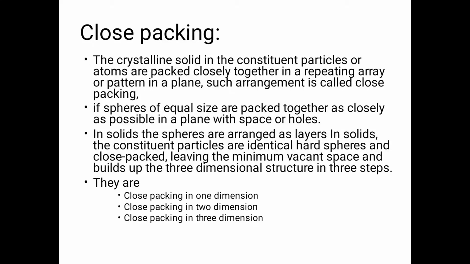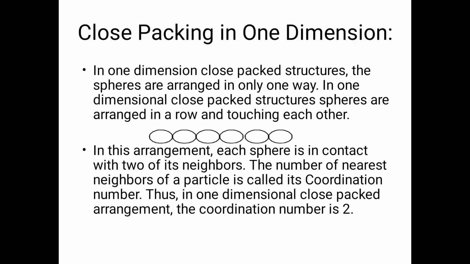Makita natin yung example niya sa sunod na slide. So, example is one dimension. Makita nyo dito sa pinaka-center yung figure. Pag sinabi natin one dimension, closely packed structure lang siya, arranged in only one way. Okay, wala siyang patong sa ibabaw, wala siyang pinapatungan sa ilalim. And then, they are arranged in a row, isang hilera lang siya, and touching with each other. Okay? Hence, the coordination number of this is 2.